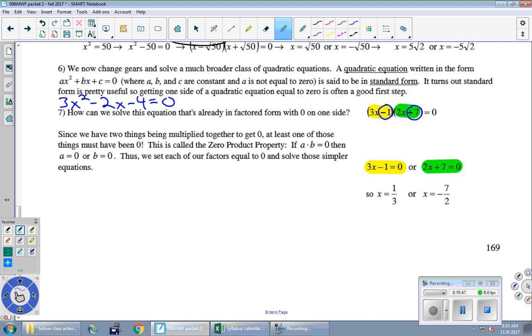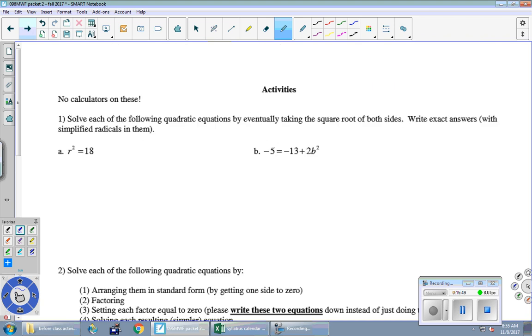Okay, so let's move on to the next page. There are no calculators on these, and let's see how far we can get in the activity.